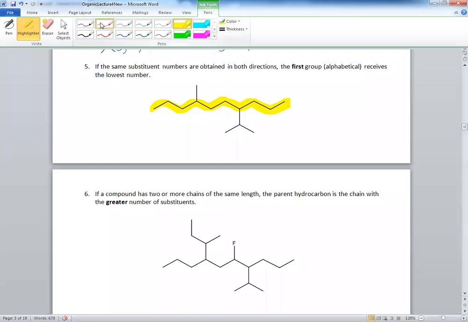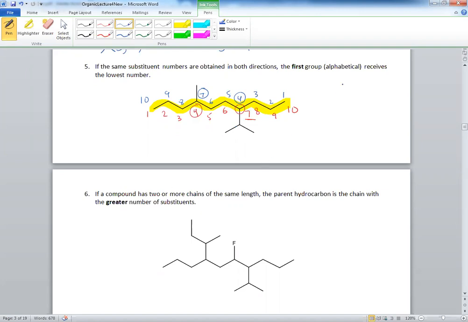Let's see them. If I count this way, 1, 2, 3, 4, 5, 6, 7, 8, 9, and 10, I have 7 and I have 4. So let me erase that. And even if I count the other way around, from here, 1, 2, 3, 4, 5, 6, 7, 8, 9, and 10, I have 7 and I have 4. So you're obtaining the same substituent numbers.